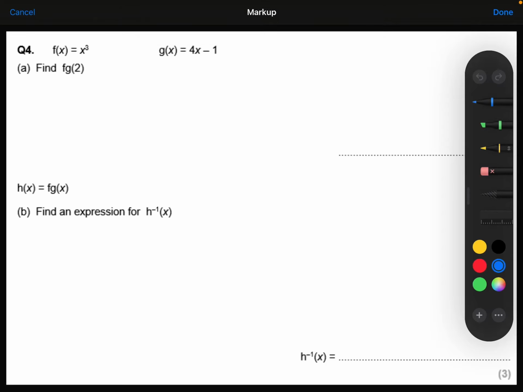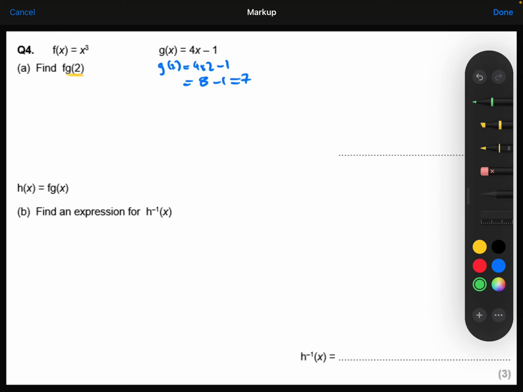f of x is equal to x cubed and g of x is equal to 4x minus 1. We need to find fg of 2. So first let's find g of 2 by substituting 2 into the g function. So we'll get 4 times 2 minus 1, so that's 8 minus 1, which is 7.